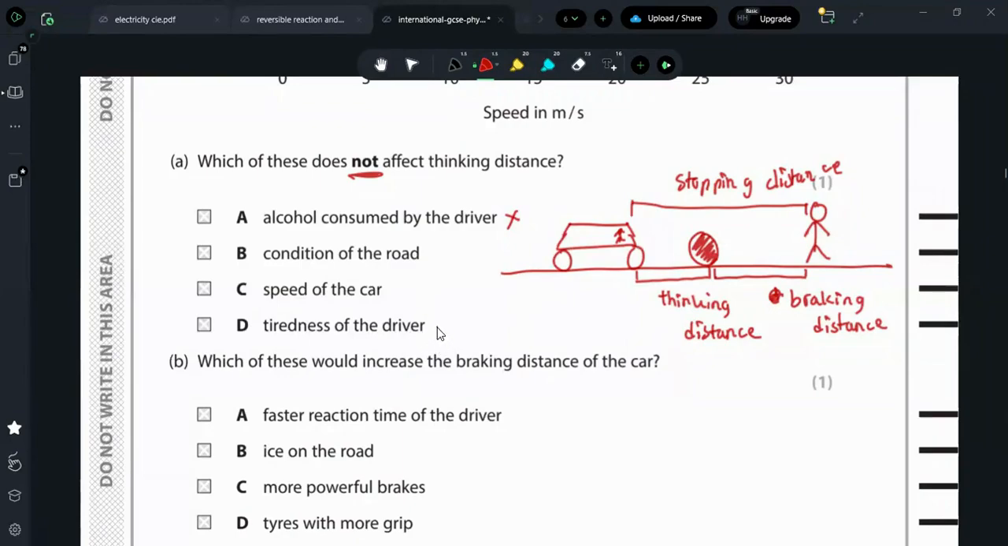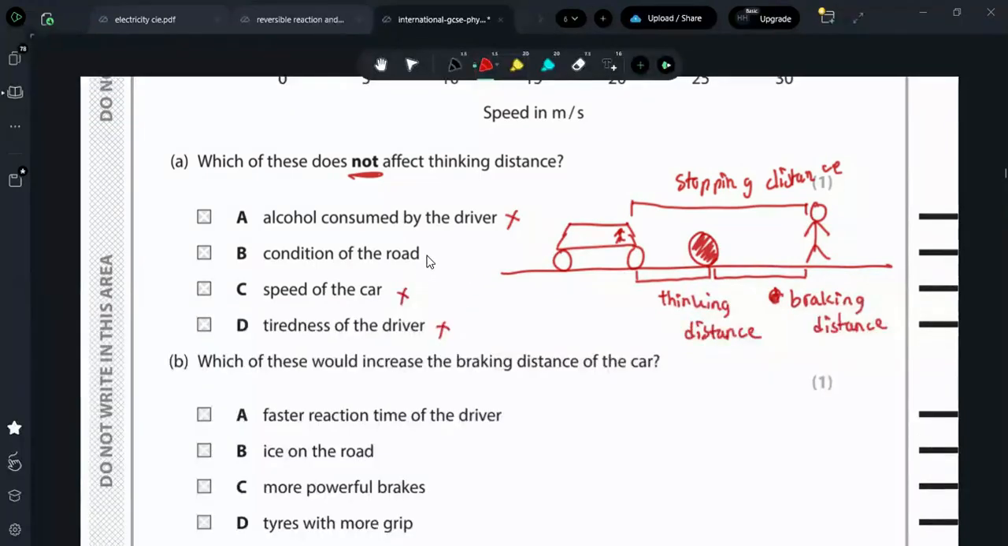Next, tiredness of the driver. Same, right? When tired, it will obviously take more or less time to think, whatever, but it is affecting my reaction time, which in turn is affecting my thinking distance. So obviously this cannot be my answer. Now, speed of the car. If the car has a high speed, it will travel a greater distance during the reaction time. So this is also affecting my thinking distance.